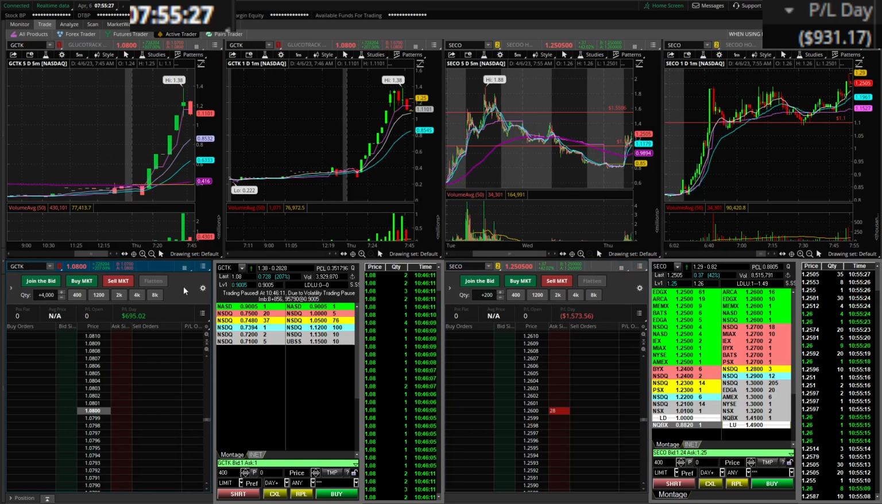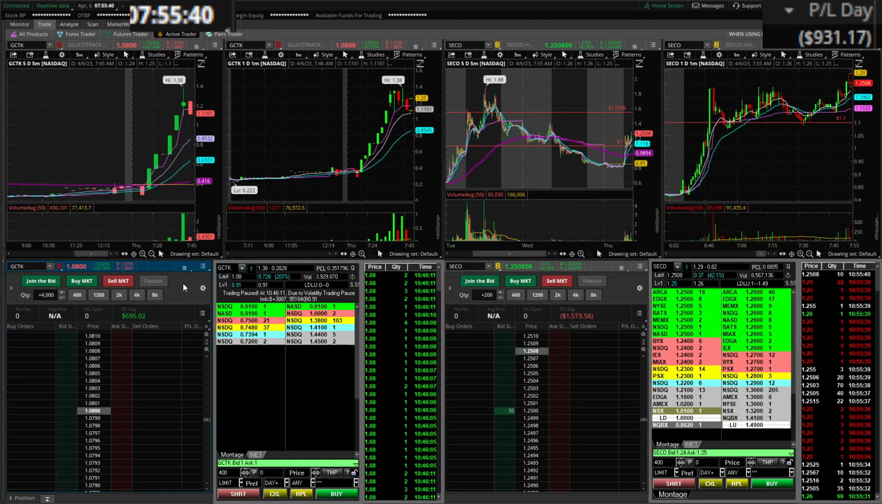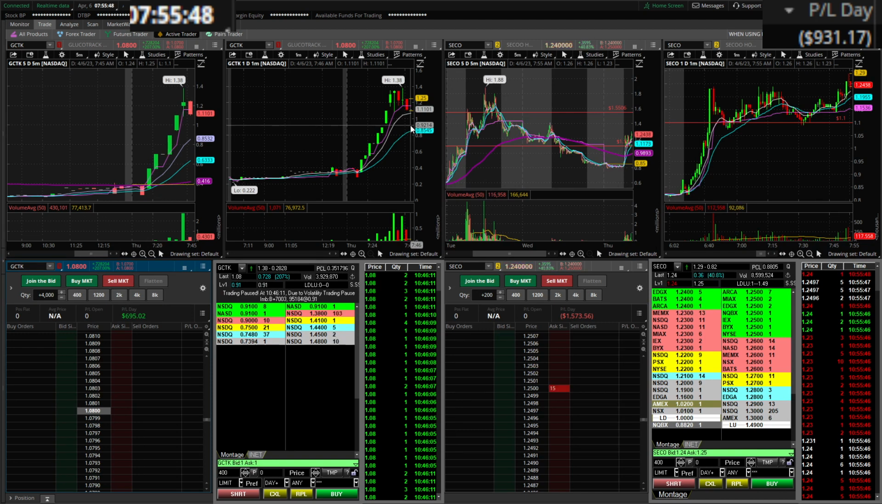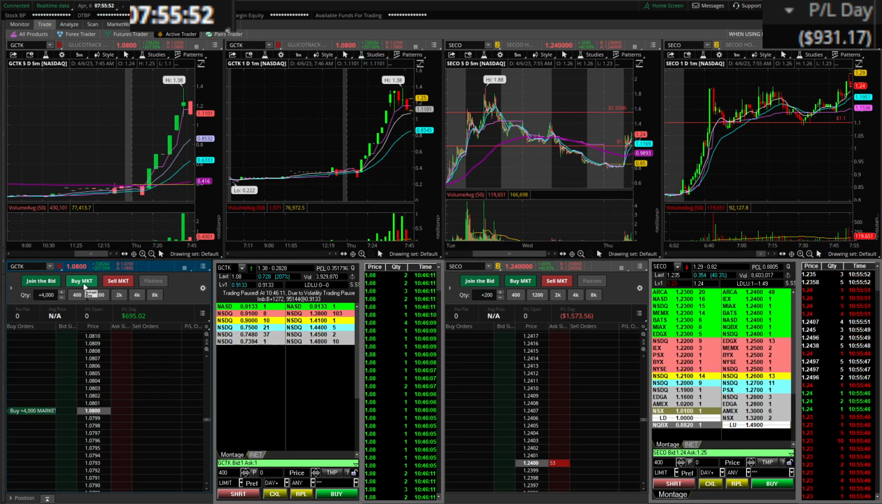Okay, GCTK. About 30 seconds here. We'll see what the range is. If the range is too much, then we'll have to reduce size. Also, it's showing right now 91, which is way down here for the resumption. But I'm looking at maybe a bounce to $1 off 91.